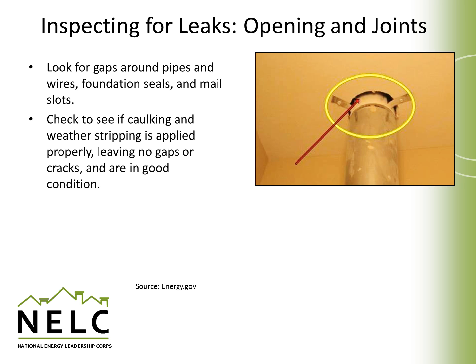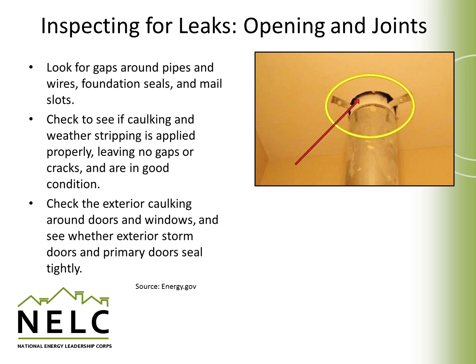We should also check if caulking and weather stripping indoors has been applied correctly and is still in good condition, making sure that there aren't any gaps or cracks. And another place to look is exterior caulk joints around the perimeter of windows and doors, and to make sure that that is in good shape and not cracking, and also storm doors and seals in doors to make sure they're operating and functioning well.